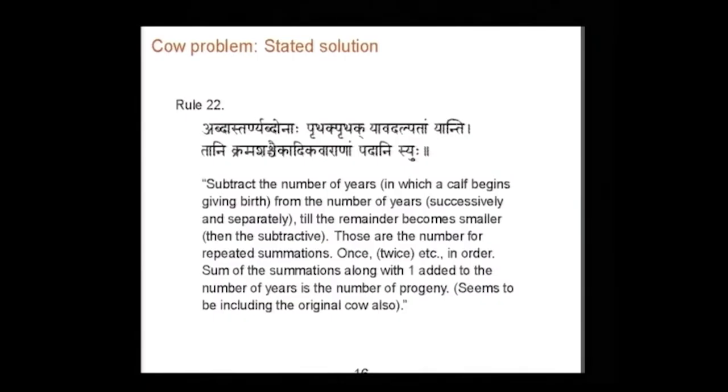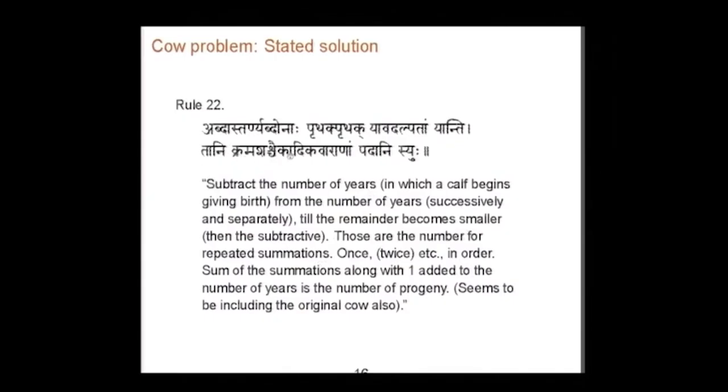Abdas taranyab donaha unaha prutak prutak yavad alpatam yanti tani kramashas chaikadika ekadika varanam padani syuhu. He gives the solution itself first. It is as if one is supposed to know the problem. Subtract the number of years in which a calf begins giving birth from the number of years, successively and separately, till the remainder becomes smaller than the subtractive.